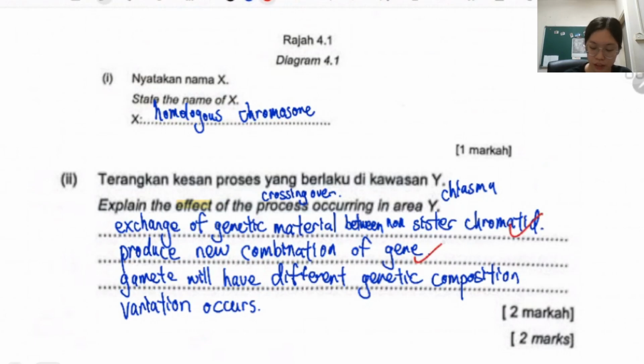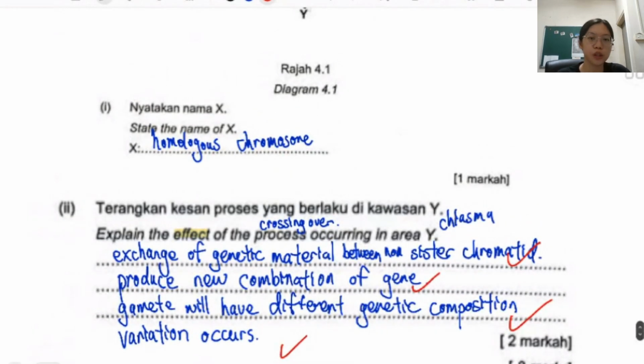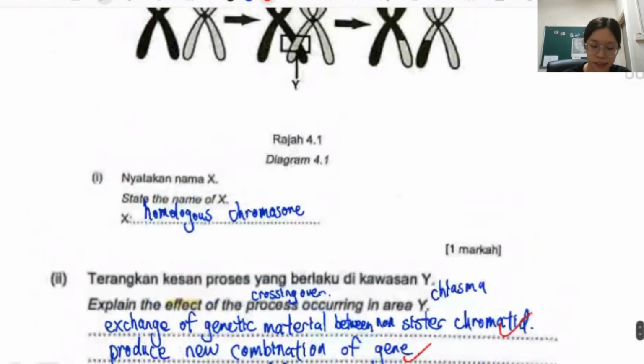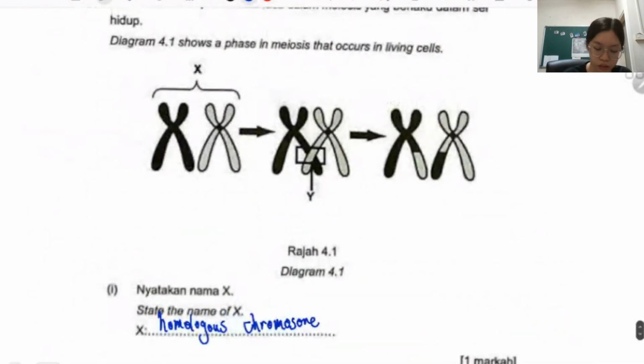So basically you get it like that. You just mention two of the points. The reason why it produced a new combination of genes, let's say this is about the seed. Okay, yellow ringed seed.